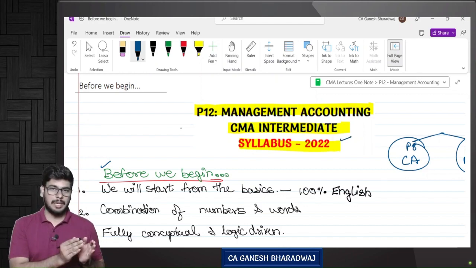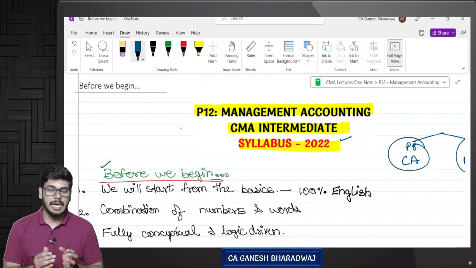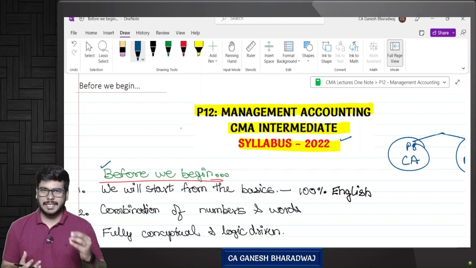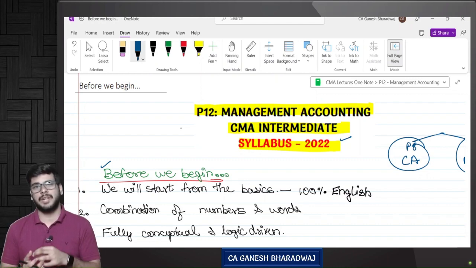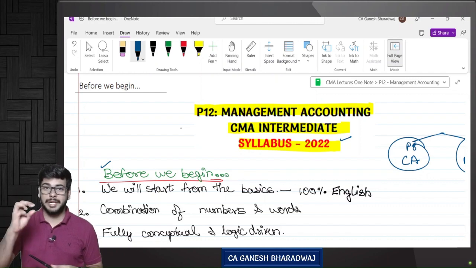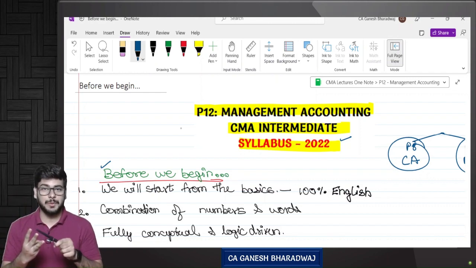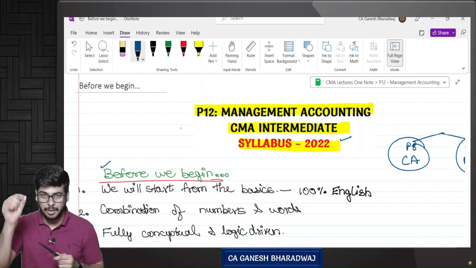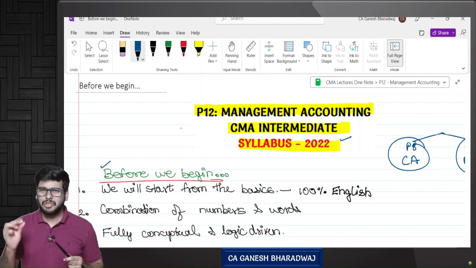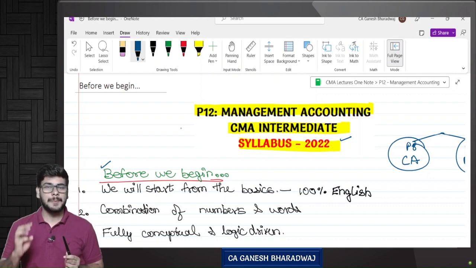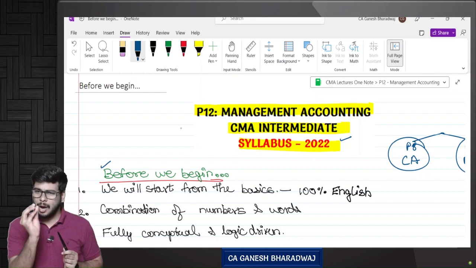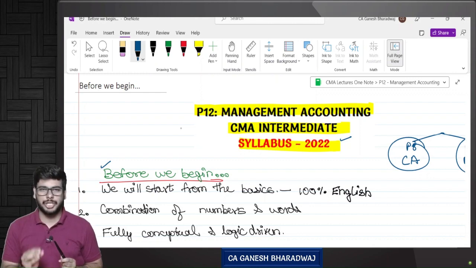So the old syllabus, which was syllabus 2016, didn't have a specific paper for management accounting. Yes, there was a paper called cost and management accounting and financial management. So they had combined three things: cost accounting, management accounting, and financial management in one paper itself. So there the scope of management accounting was very, very less. Out of a 100-mark paper, three different disciplines of accounting were actually involved, and out of that, management accounting was a very small chunk of it.